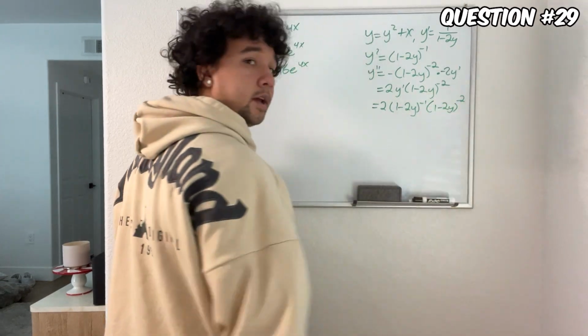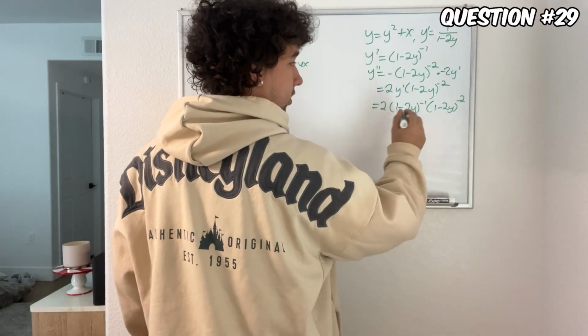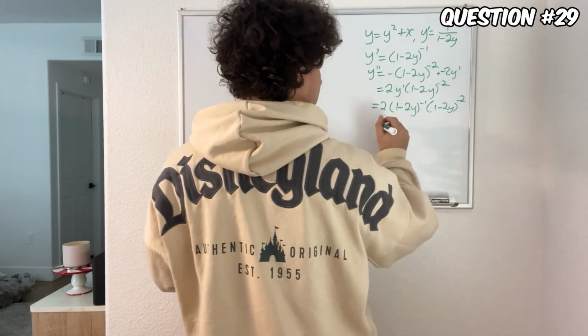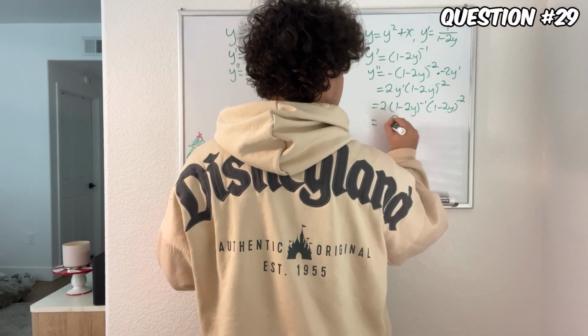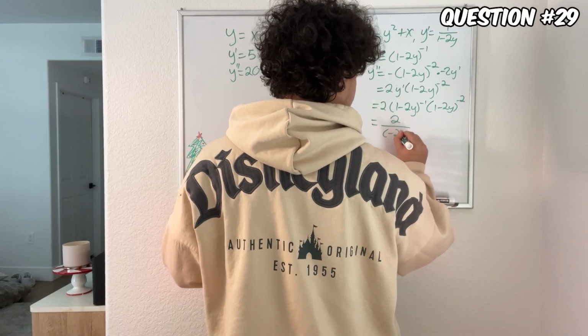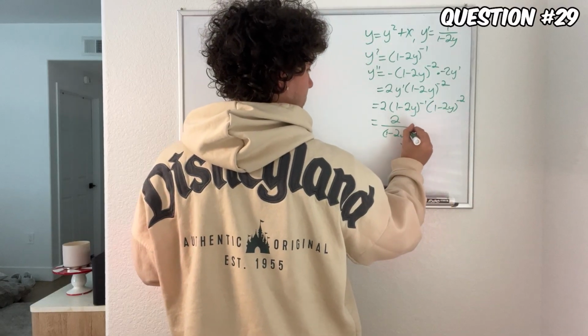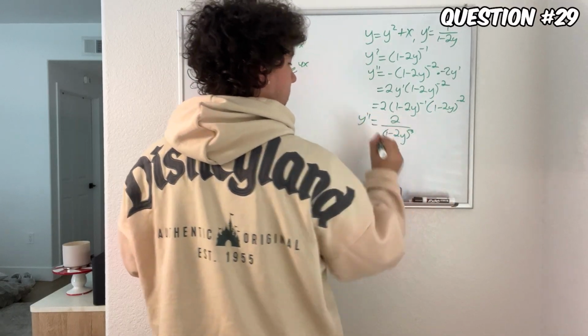Well, notice I have two things. Anytime you're multiplying numbers together and the base is the same, you add the exponents. Negative 1 plus negative 2 is negative 3. So this is going to be equal to 2 over 1 minus 2y to the negative third, or if I already put it in the denominator, to the third. That's your answer.